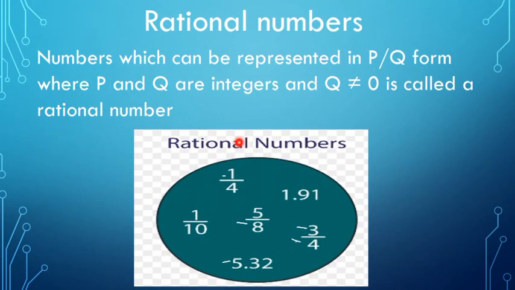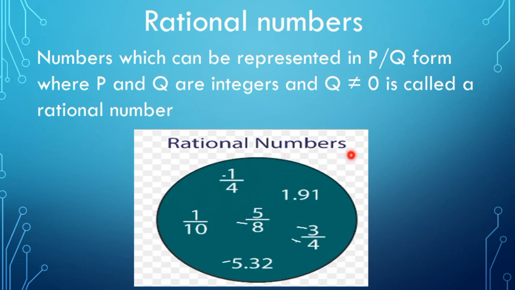So first, what are rational numbers? Numbers which can be represented in p by q form, where p and q are integers and q is not equal to 0, are called rational numbers. We have seen that integers include negative numbers, positive numbers and 0 also, but q cannot be 0. p can be any integer, but q cannot be 0. Other than 0, it can be any integer.